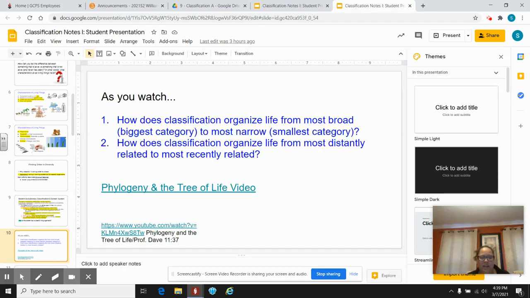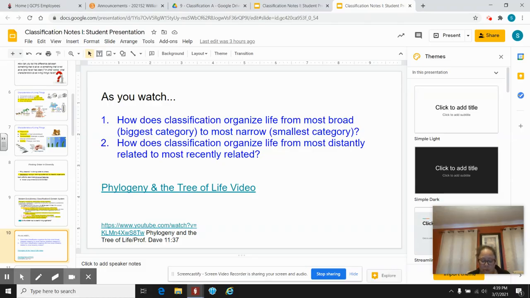So as you watch the phylogeny and the tree of life video, and I have it in two formats here. One is the Screencastify, that's the big link, and below it is the YouTube link, and supposedly you should be able to watch the YouTube link. If not, watch the Screencastify one. So as you watch, focus on these two questions. How does classification organize life from most broad, that's the biggest category, to most narrow, the smallest category? Also, how does classification organize life from most distantly related to most recently related?